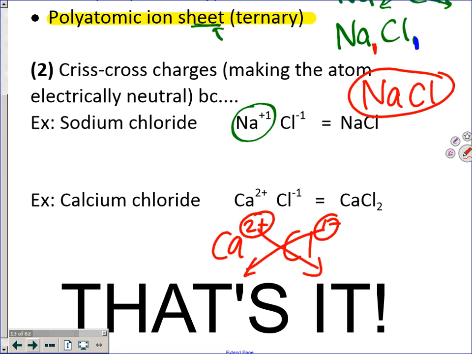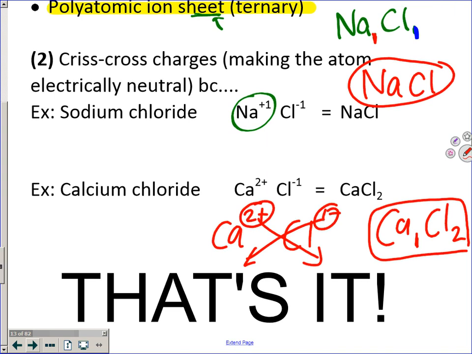And that leaves us with calcium with a little 1 next to it, and chlorine with a 2 next to it. And that's the formula of calcium chloride. It's really not bad. That's it for binary, okay? So we're going to go through a couple of these together. Actually, let me show you one more slide and then we're going to do this together.